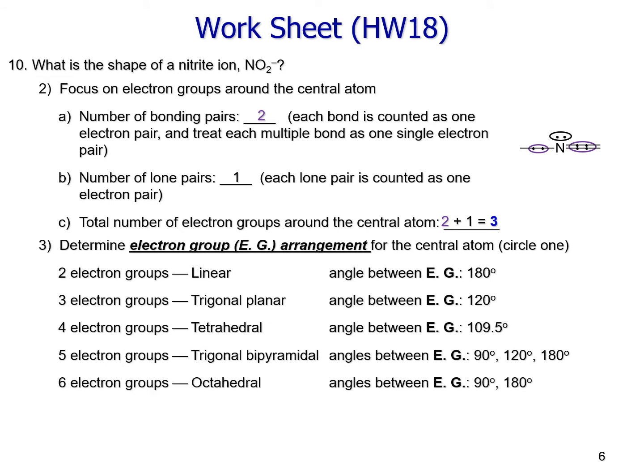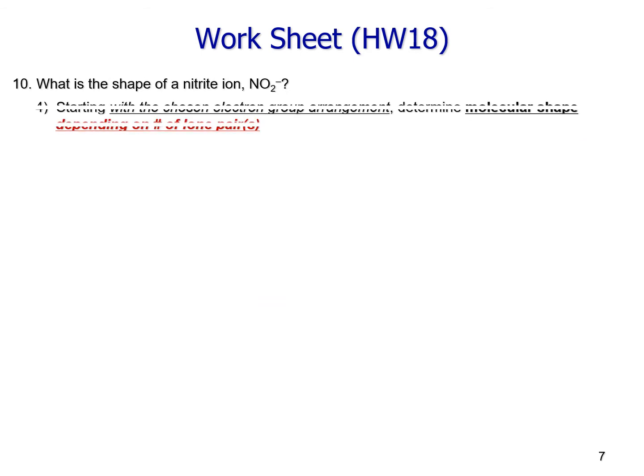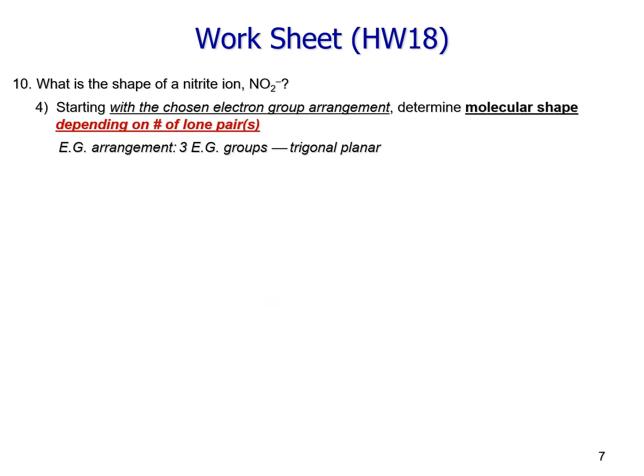We have a total of 5 fundamental electron group arrangements to choose from. We got 3, so we pick 3 electron groups, which is trigonal planar to begin with. The ideal bond angle, 120 degrees. All right, remember, 3 electron groups, our template is trigonal planar. Just like this particular group, like beetles, right? So 6 legs.